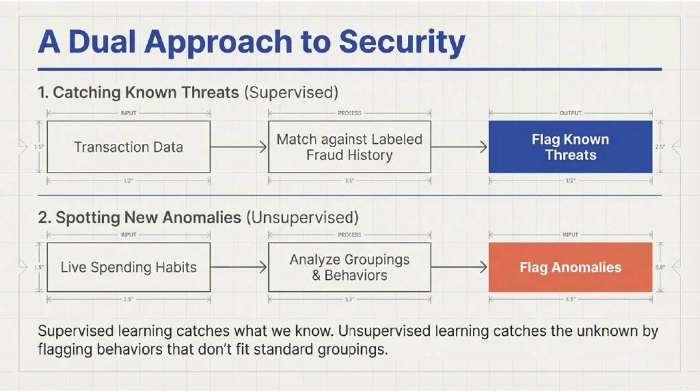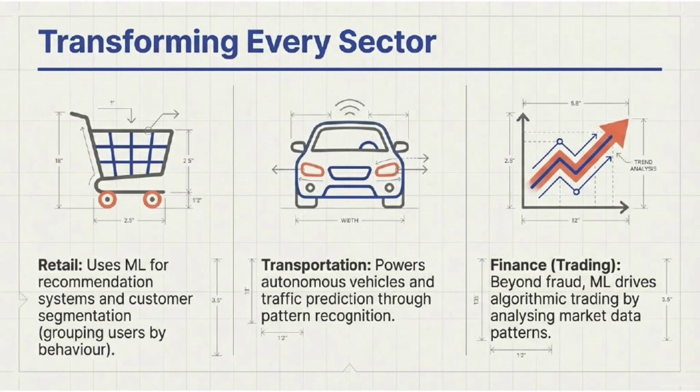And it's not just finance and health. Page 12 shows us this is transforming every sector. Yeah, we get 3 quick examples here just to illustrate the breadth of this. First, retail. It mentions recommendation systems and customer segmentation. That's the classic people who bought this also bought that feature, which is really just grouping users by behavior. That's unsupervised learning again. Then you have transportation, powering autonomous vehicles.